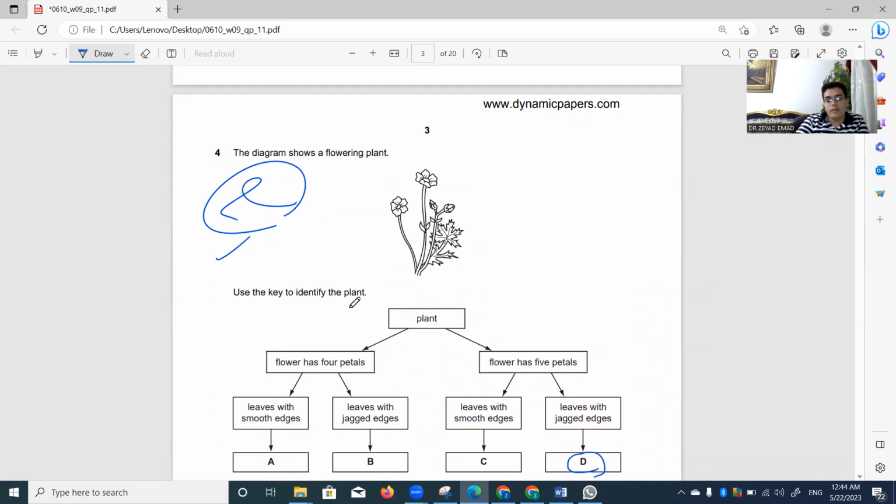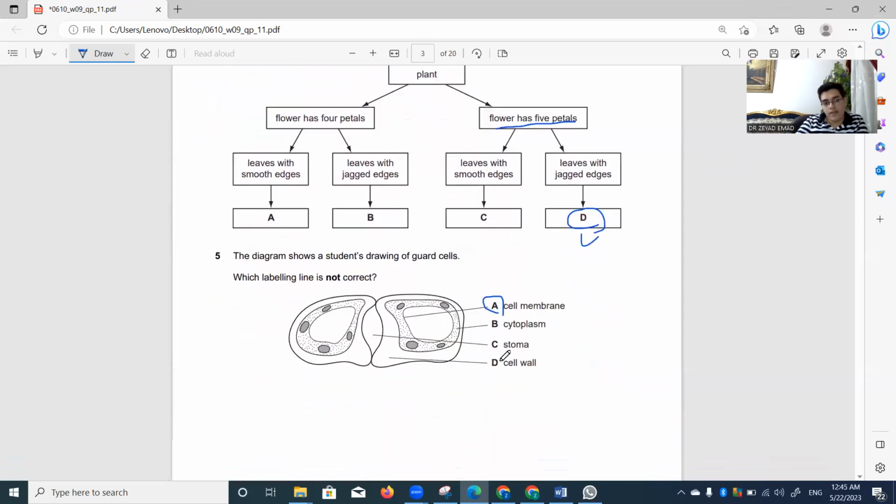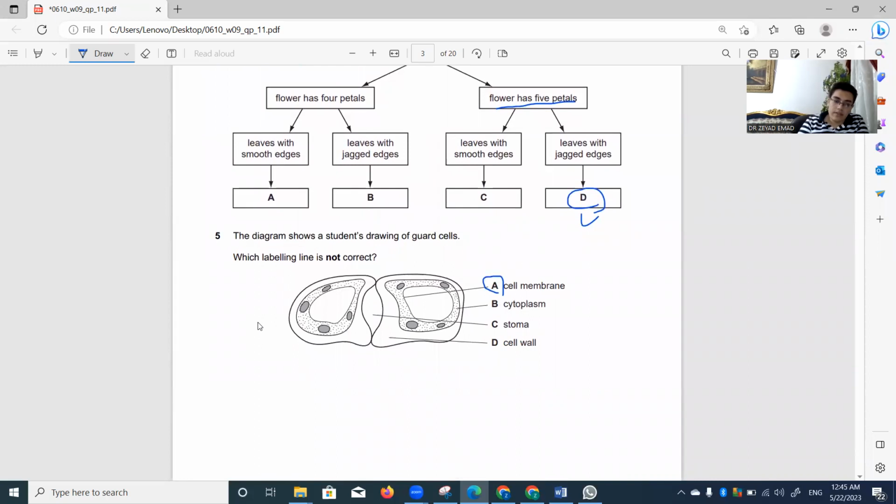Use the key to identify the plant. As you all see here, these are flowers and the flowers have petals. Here we have 5 petals. 1, 2, 3, 4, and 5. So the flower has 5 petals. Leaves here are not smooth. So we are gonna choose D. This is also a very important question.